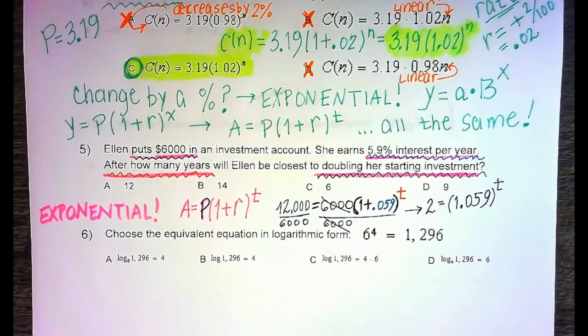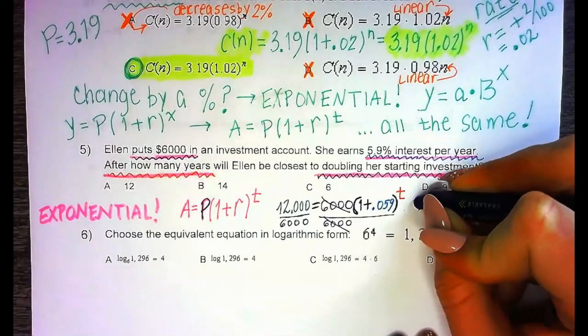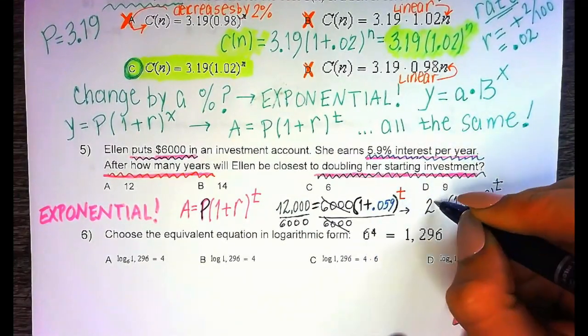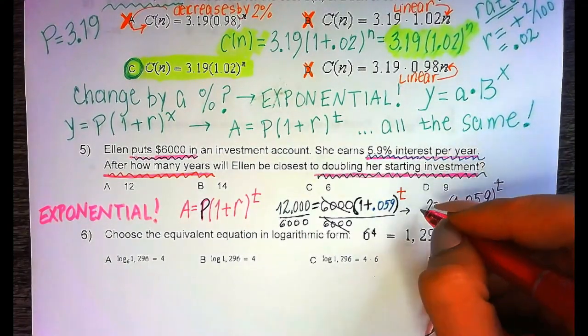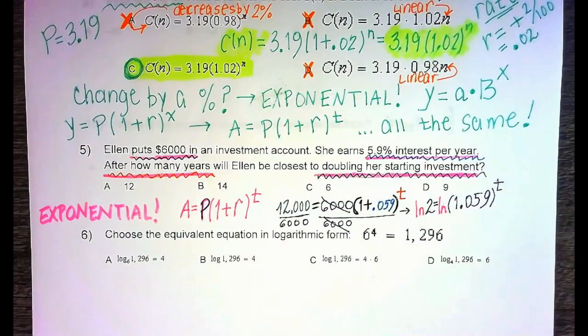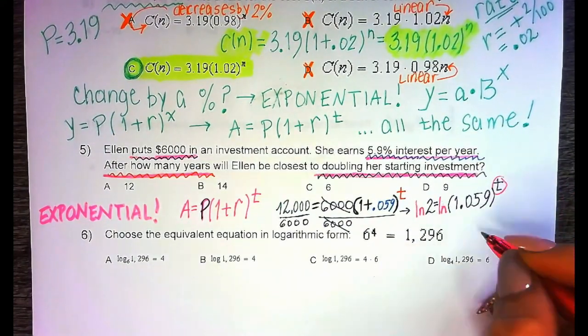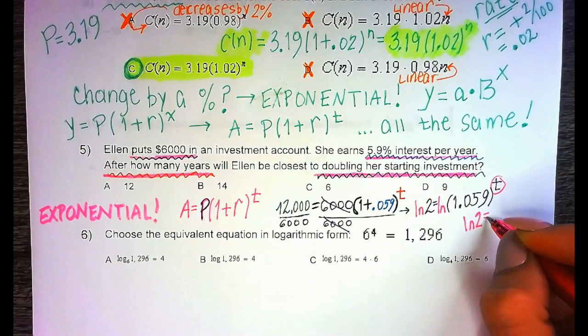2 equals 1.059 to the t power. Whenever you're solving for an exponent, you need to use the inverse of an exponential. The inverse of exponential is log. We're going to default to the ln, or natural log.